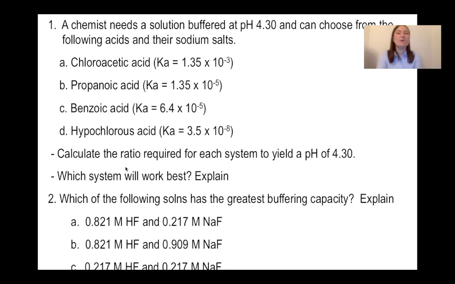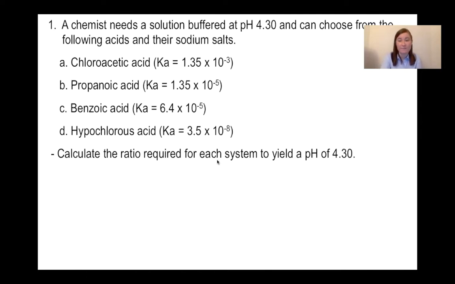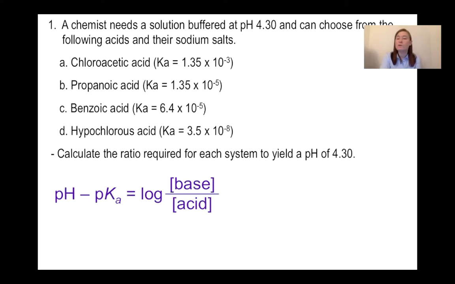All right, so we're looking at a solution that's going to be buffered at a pH of 4.3, right? We need to buffer it exactly at that pH, and we have the choice of all of these acids. And we want to know which one's going to work best, and we want to know the ratio that we're going to need for each of them. So cool. If we want to know the ratio for each, we can use the Henderson-Hasselbalch equation. Right? I'll just show this out for A, and the calculation for B, C, and D is similar.